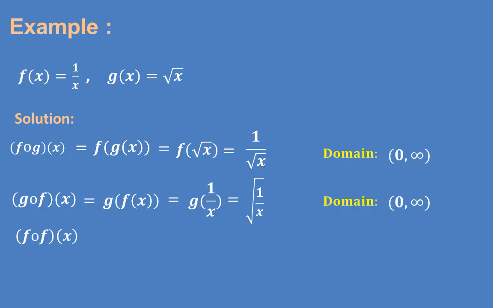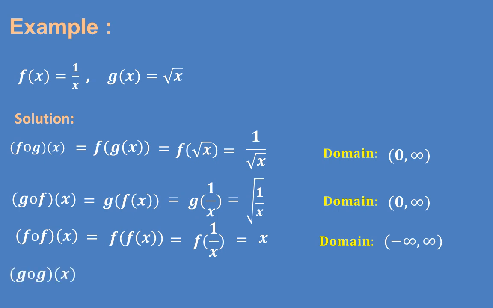And if we want to find f circle f of x, it is equal to f of f of x, which is equal to f of 1 over x. And f of 1 over x will equal x. Thus, the domain of this function is the open interval negative infinity and infinity.